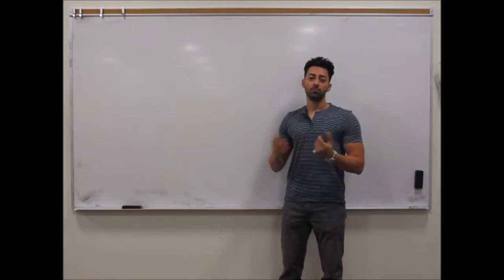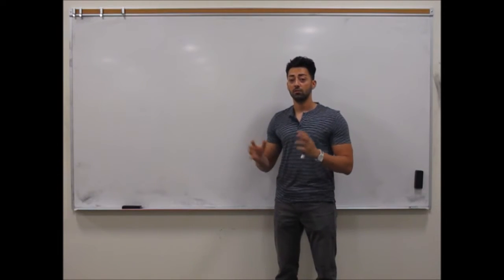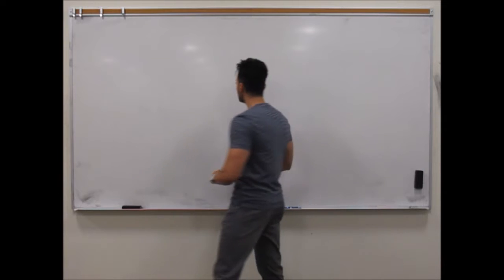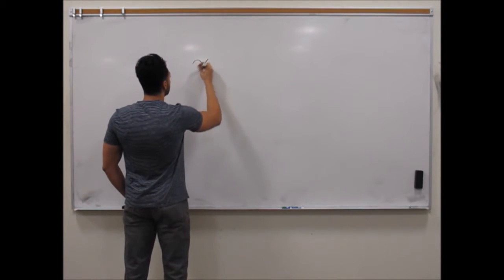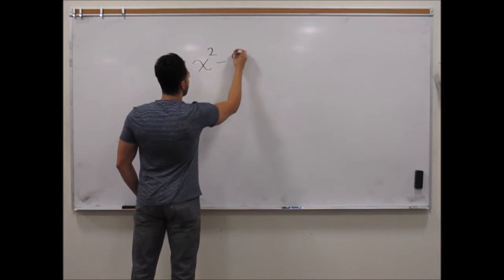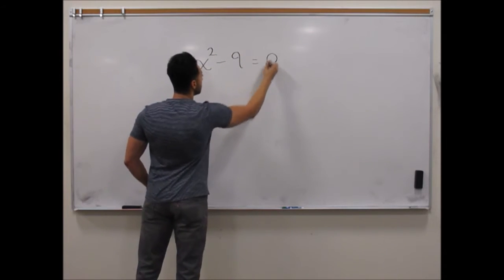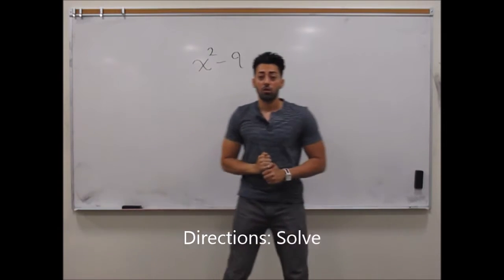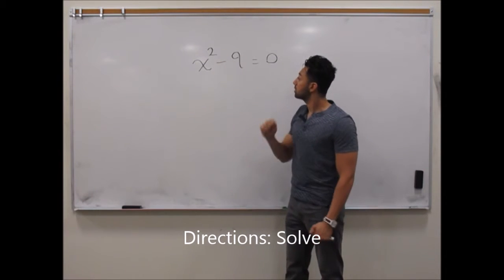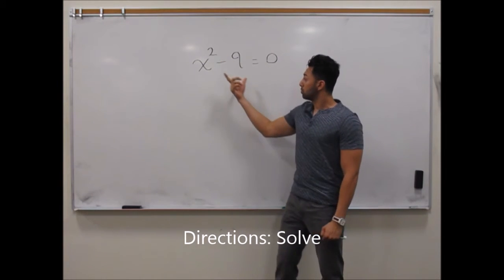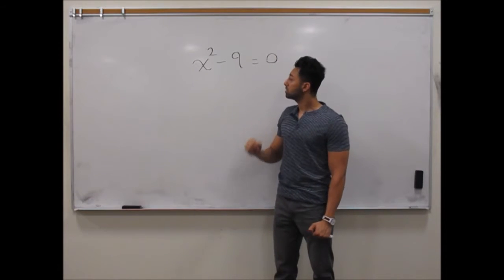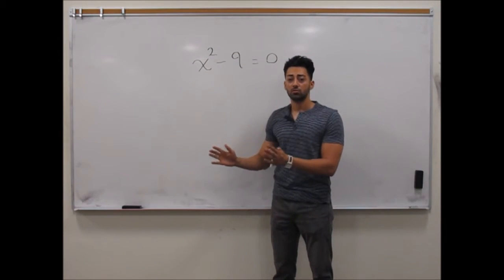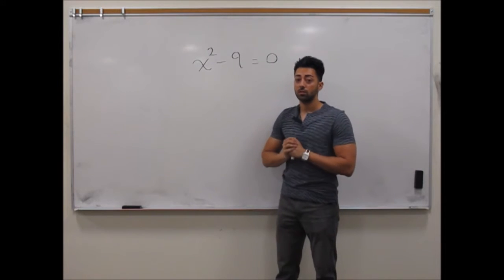So let's start out with an example so you can get a feel of what I'm talking about. Let's say we had something like x squared minus 9 equals 0. We could notice that this is a quadratic equation because it's to a second degree. And notice that we could factor this easily. This is the difference of squares. But we're trying to focus on extraction of roots or the square root property, so let's not go about doing that.